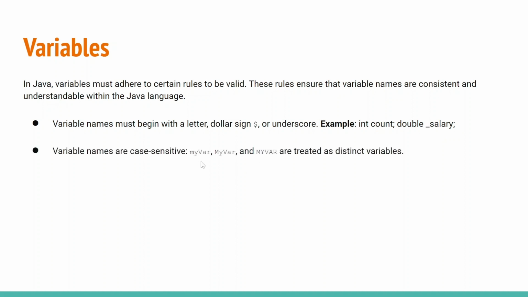Variable names are case sensitive, meaning if we define int count in small letters versus int Count with a capital C, those two are different because Java is a case sensitive language. Here we give the example myVar, MyVar, and MYVAR. These three are three different variables if we define them. So Java treats them as different.